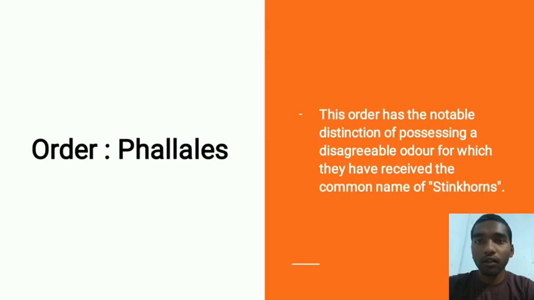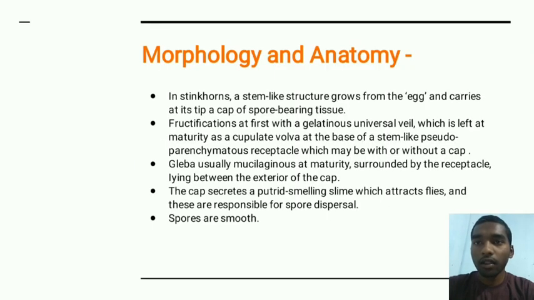The next order is Phallales. This order is also called stinkhorns due to their distinct odor. The morphology and anatomy of stinkhorns: a stem-like structure grows from the egg and carries at its tip a cap of spore-bearing tissue.